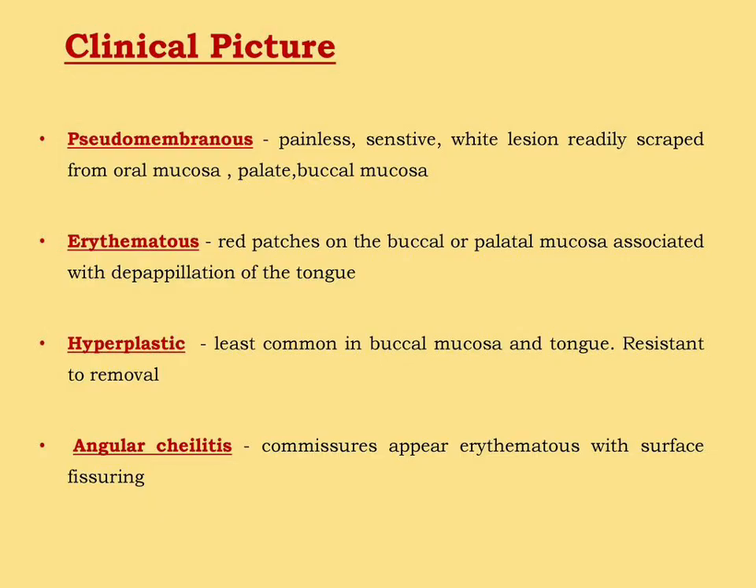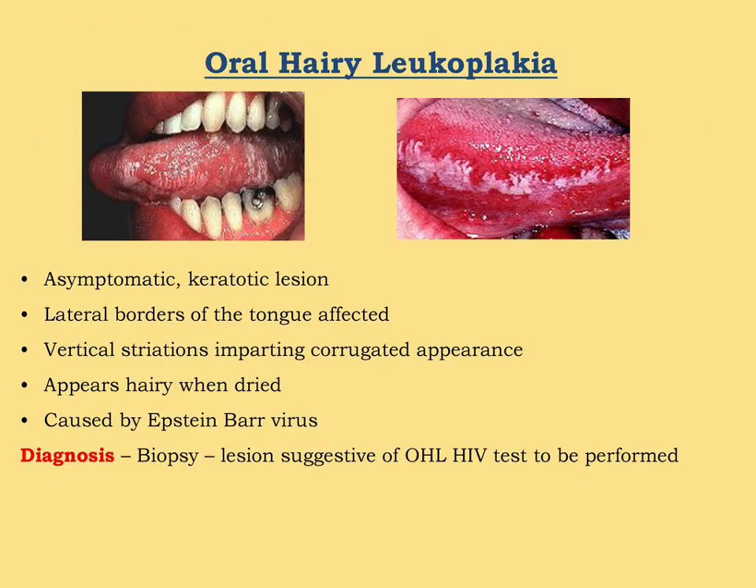Clinical picture: the pseudomembranous type is a painless, sensitive, white lesion, readily scraped from the oral mucosa, palate, and buccal mucosa. The erythematous type is clinically seen as red patches on the buccal or palatal mucosa, associated with depapillation of the tongue. The hyperplastic type is the least common, seen on the buccal mucosa and tongue, and is resistant to removal. In angular cheilitis, the commissures appear erythematous with surface fissuring.